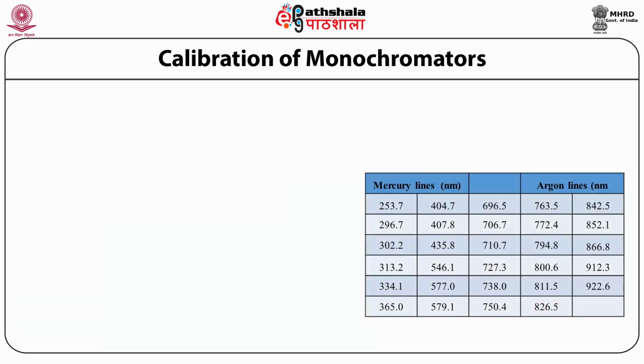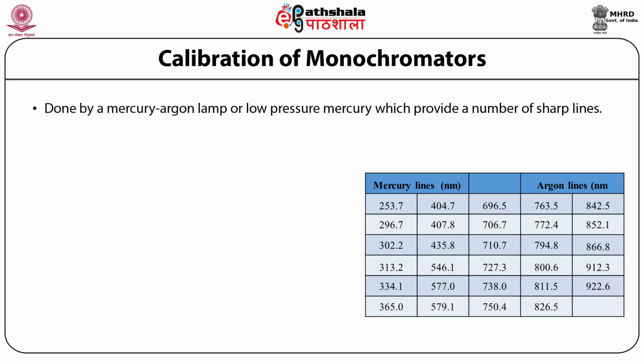Calibration of monochromators. It is not that we have bought a monochromator and it is used as such. Even if we use a simple instrument like a thermometer, it is first checked for its accuracy and working. That means we first calibrate it. So monochromators used in any kind of spectroscopy are first calibrated, and here the calibration of the monochromator is done by using a mercury argon lamp or low pressure mercury lamp, which provides a number of sharp lines.